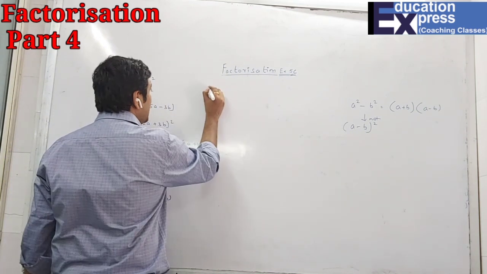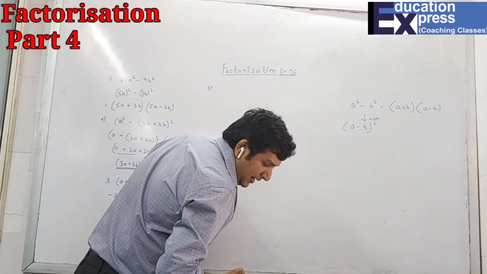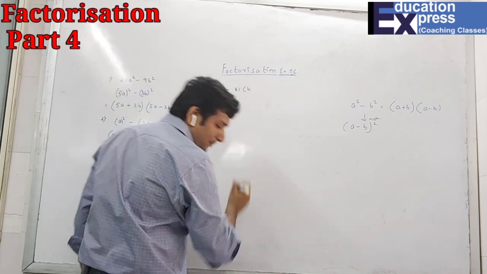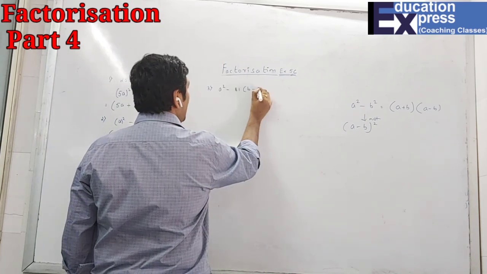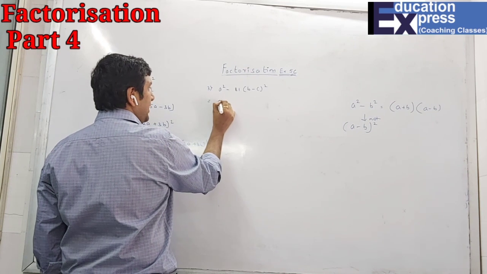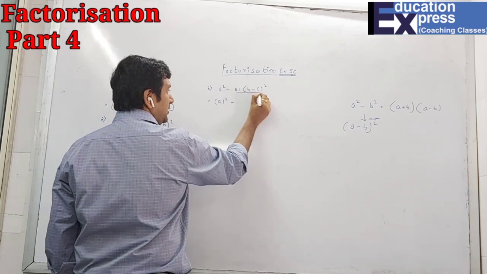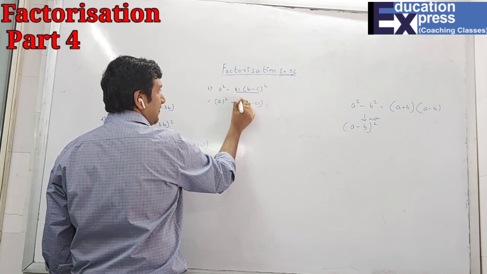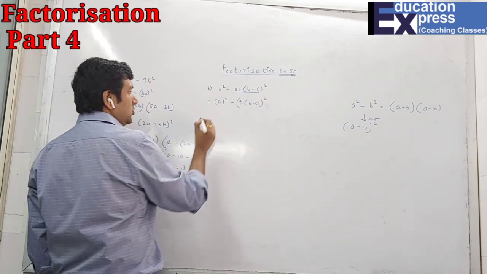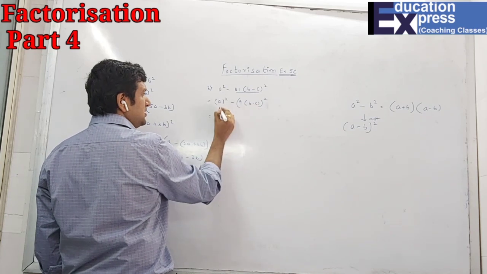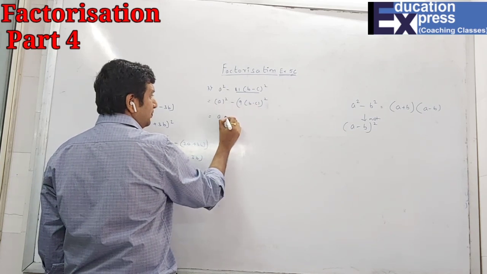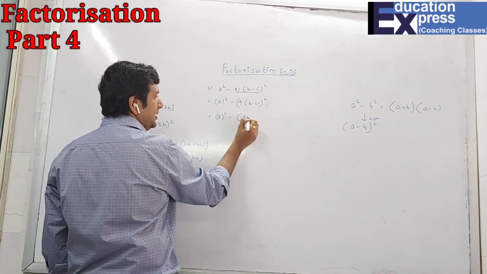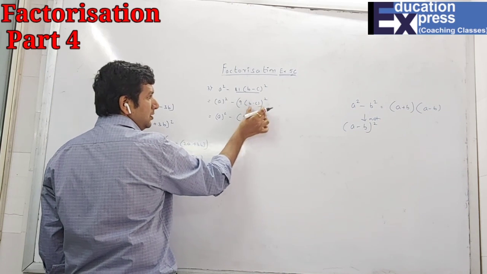Question number 3 is exactly the same: a square minus 81(b minus c) the whole square. So this is a square, and this whole thing is a square of what? 81 is 9 squared and this is b minus c. So this whole thing is (9(b minus c)) the whole square. So a square minus b square. What is a? This is a, anything inside the bracket. So first I write over here a square minus (9b minus 9c) the whole square.